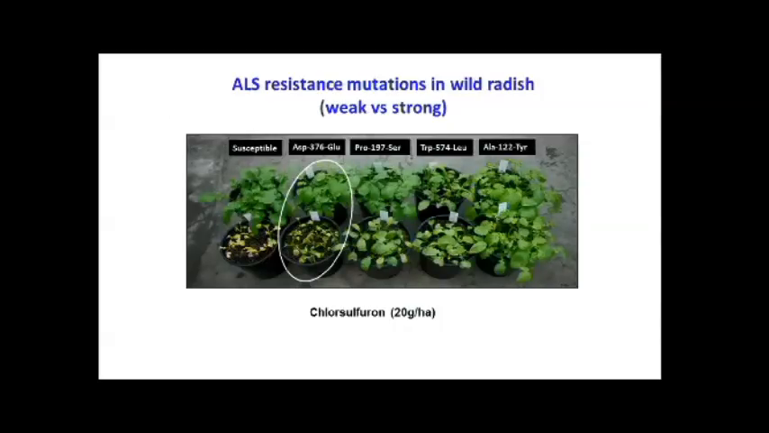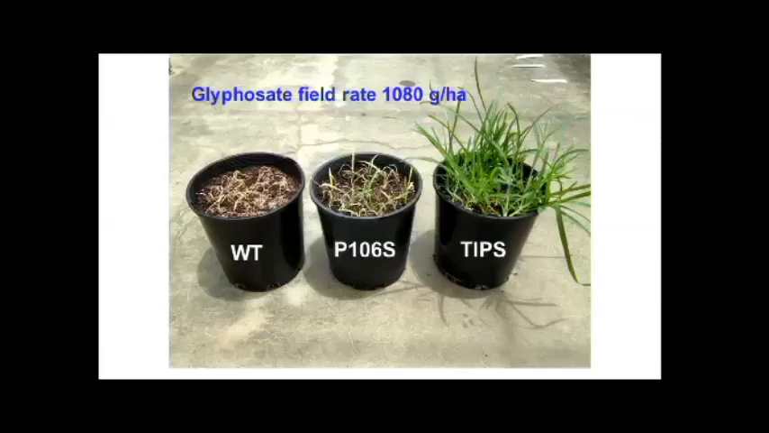Now we have ALS-resistant populations worldwide, and we have identified a few mutations. Here you can see this mutation at 122 and 574 can endow very high-level resistance, because treated plants behave more or less the same as untreated ones. But this mutation, 376, is a very weak one, because treated plants are very poor compared to the susceptible plants. But these plants can recover slowly and reproduce, producing seeds.